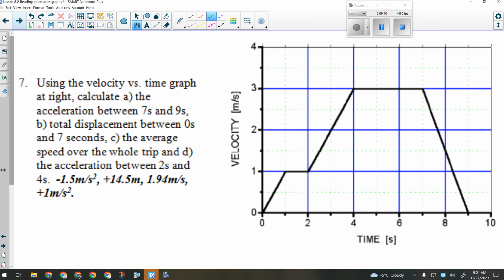Okay, let's have you guys try this one. Pretty much the same as the last one, just less to look at there. Give you a few minutes on that one. Then we'll go back to a position time graph.